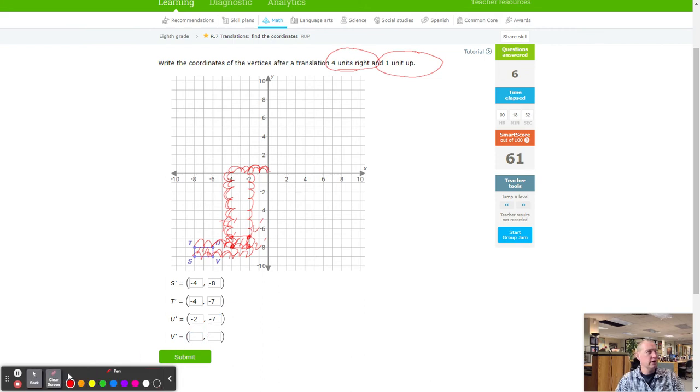Last one, V prime. We have to the left 1, 2, and down 1, 2, 3, 4, 5, 6, 7, and 8. All right, there we go. From the center, we counted left 2, so that's going to be -2, and down -8.